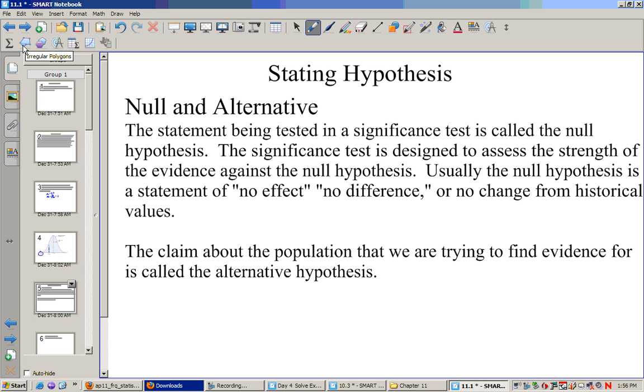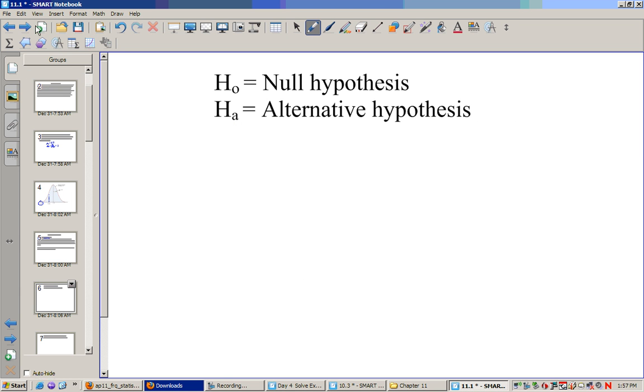Now, when we write up a formal writing on this, we have to know about the null and alternative hypothesis. The statement being tested in the significance test is called the null hypothesis. The significance test is designed to assess the strength of evidence against the null hypothesis. Usually the null hypothesis is a statement of no effect or no difference or no change from historical values. The claim about the population that we're trying to find evidence for is called the alternative hypothesis. In short, we write H sub 0 as null hypothesis, H sub A as alternative hypothesis.